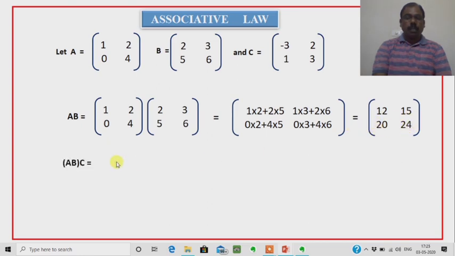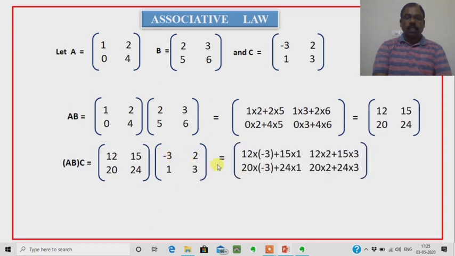Now we multiply by C, that is AB times C equal to 12, 15, 20, 24 into minus 3, 2, 1, 3. On simplification, we get minus 21, 69, minus 36, 112. We take it as equation number 1.